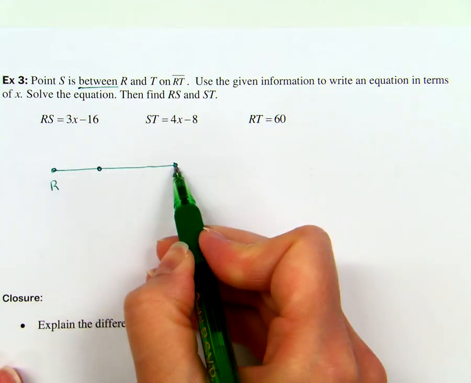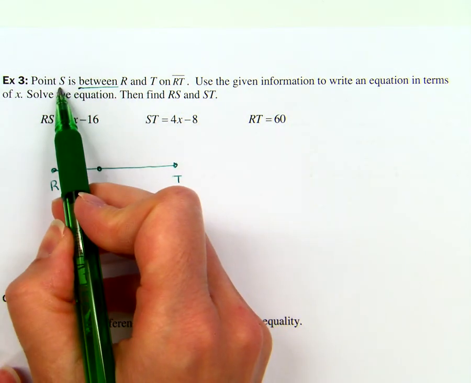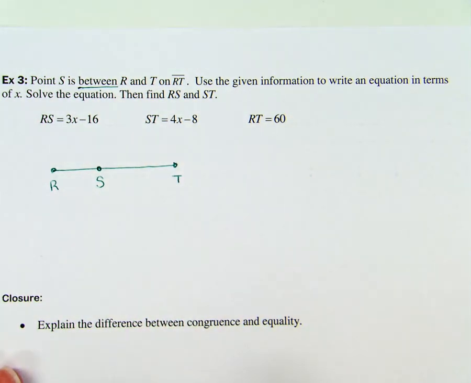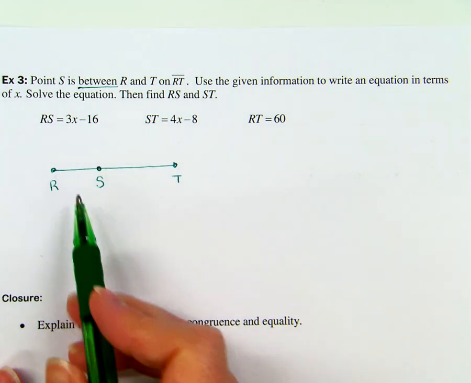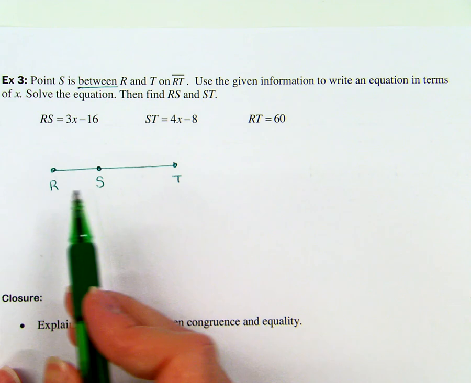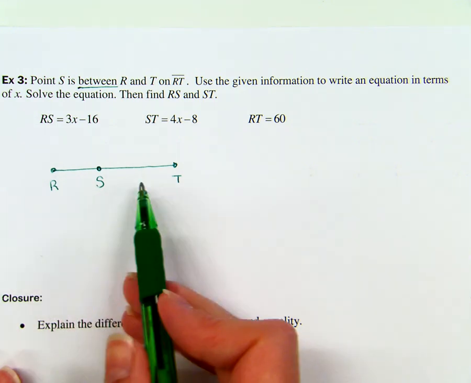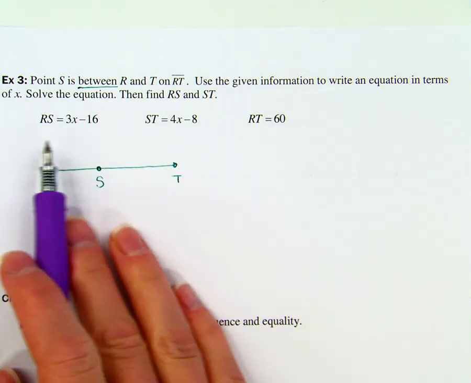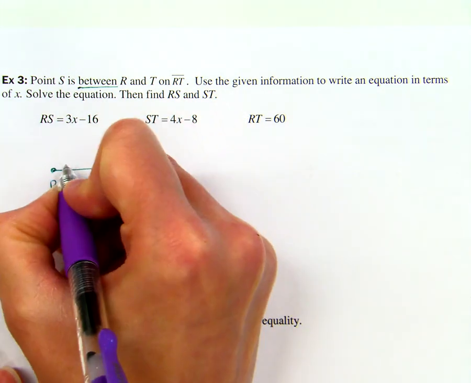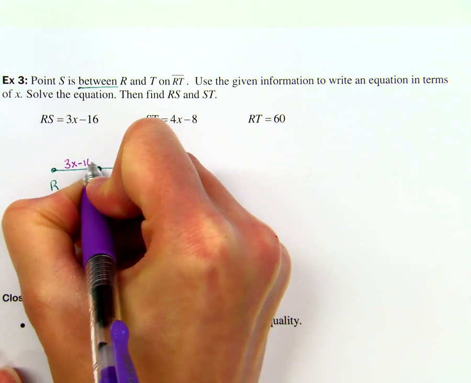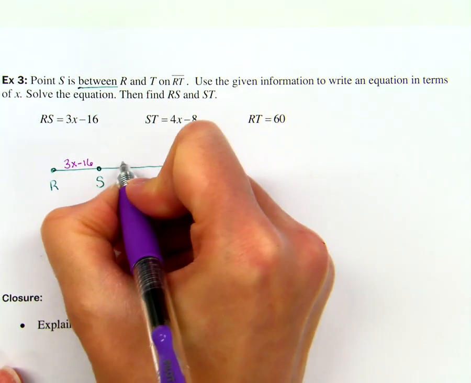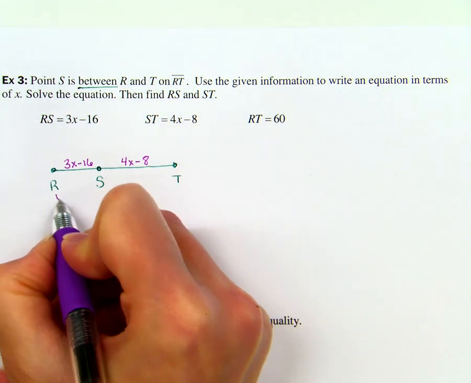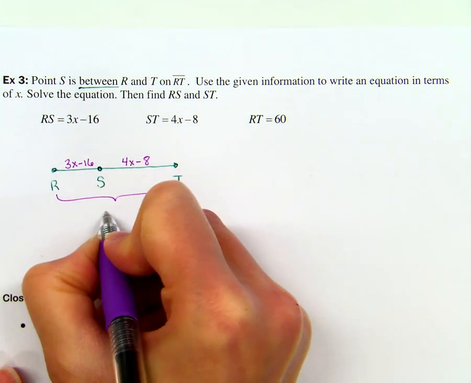So I'm going to draw segment RT, and I'm going to put S between R and T. Remember, between means collinear. So somewhere on that line segment, it doesn't have to be dead center. These two sides are not necessarily congruent. They could be, but we don't know. So S can float anywhere in between the two. From there, I'm going to fill in the lengths that I know. RS says that it has a length of 3x minus 16. ST says that it has a length of 4x minus 8. And RT has a length of 60.